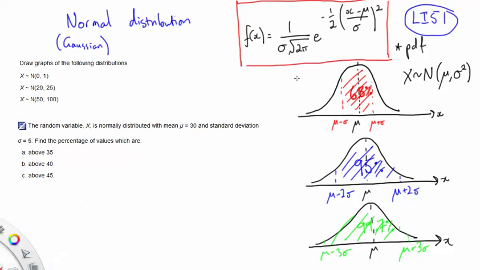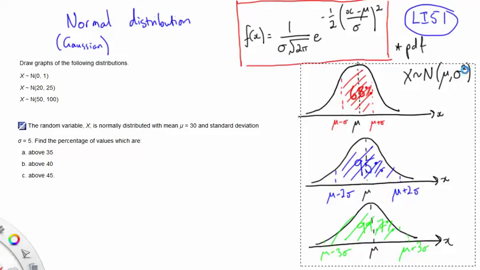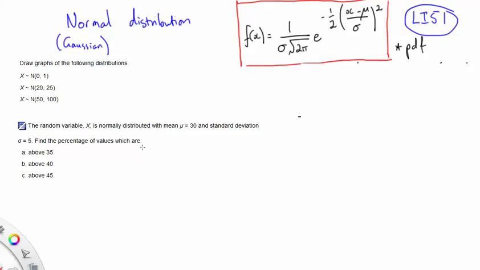So let's do a few questions. I'm going to clear this. Let's have a look at these questions here. So we have: draw graphs for the following distributions. So we know that x is normal with a mean of 0 and a variance of 1. So let's call this example 1. It just wants a rough sketch. It has a mean of 0 and a variance of 1.